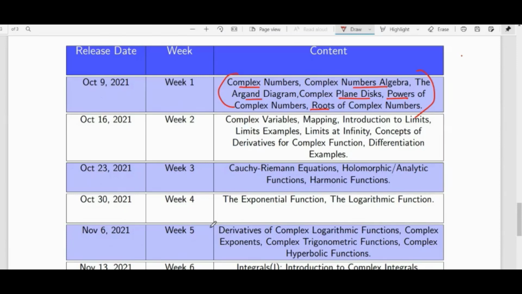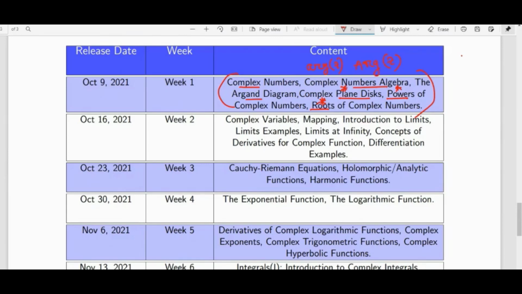So the most important parts from here is how to compute powers, how to find roots, complex plane disk, okay? And besides this, you have to know another important thing, that is what is the difference between argument and principal argument. So argument of Z, principal argument of Z.